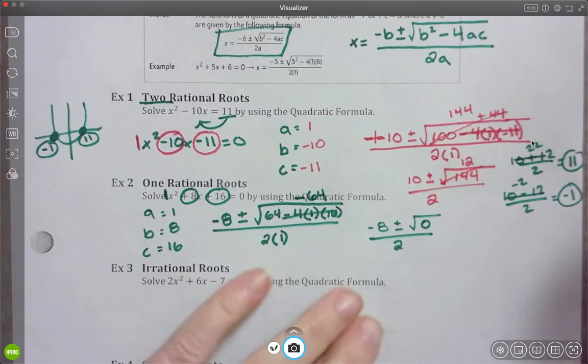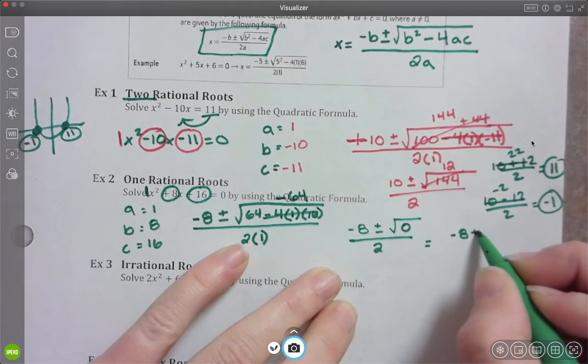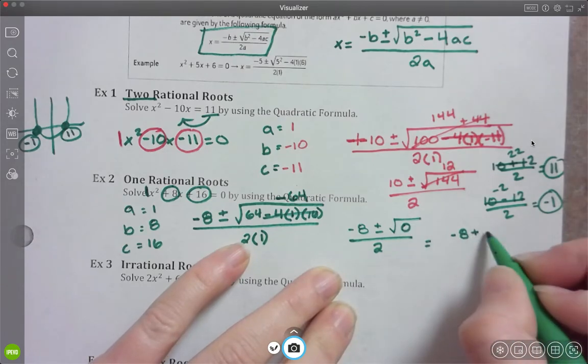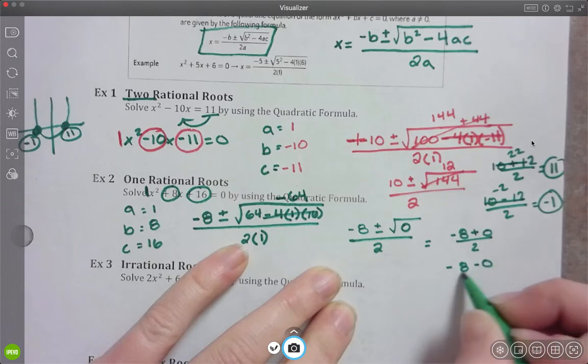Okay, so here you'll notice, so we have negative 8 plus the square root of 0 is 0, all over 2, and then we have negative 8 minus 0 divided by 2.